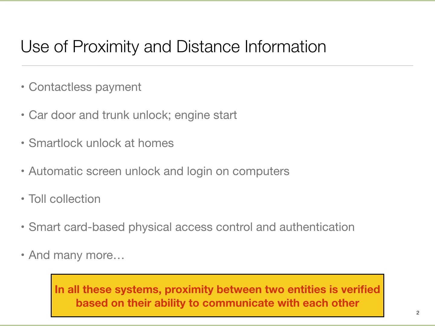Automatic screen unlock, on Macs, right? You come in with your phone and it unlocks. Do any of you use that feature with your phone and Mac, right? How does it work? Any idea?